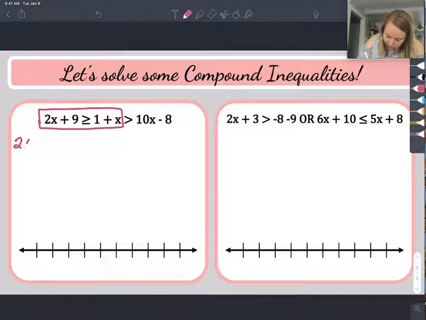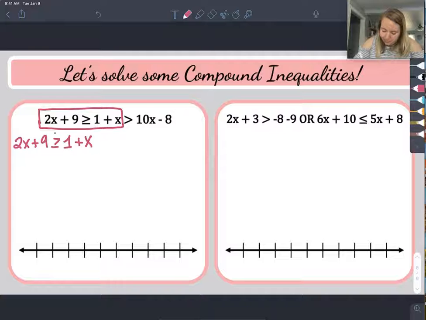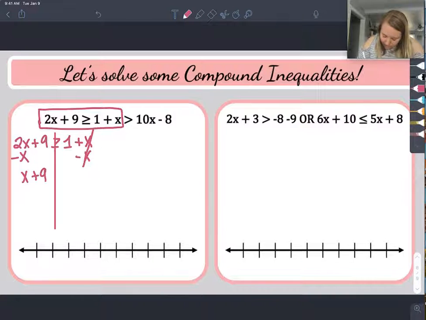So I have 2x plus 9 is greater than or equal to 1 plus x. Again, I'm going to draw my line down the middle, and I'm just going to solve for this half first. I'll subtract x on both sides. It's going to cancel out on the right, and we are left with x plus 9 is greater than or equal to 1. Next, I can subtract 9 on both sides, and I'm left with x is greater than or equal to negative 8.